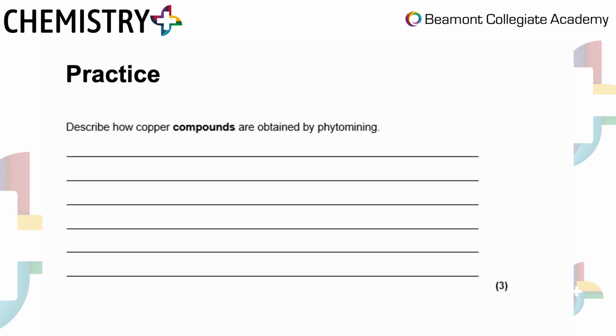Practice 1. Describe how copper compounds are obtained by phytomining. If you're not sure, again, what phytomining is, go back to the start of the video and review the key knowledge. We've got 3 marks on offer here. What 3 bullet points would you write? Remember, we're looking at copper compounds. Pause the video and have a go.